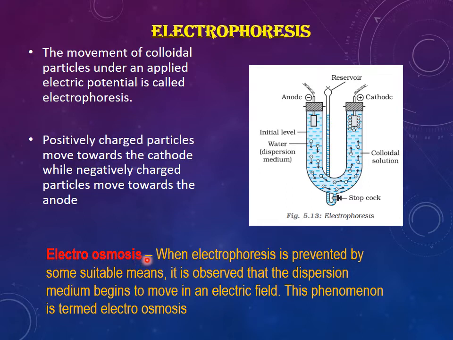Electroosmosis. When electrophoresis is prevented by some suitable means, it is observed that the dispersion medium begins to move in an electric field. This phenomenon is termed electroosmosis. That is, if we stop the movement of colloidal particles, or electrophoresis, then instead of the dispersed particles, the dispersion medium will start to move, and this movement is called electroosmosis.